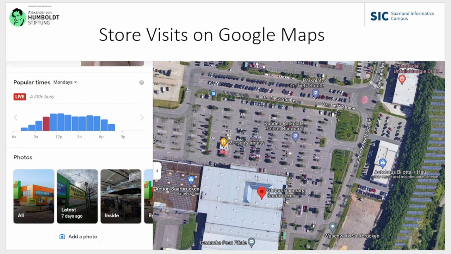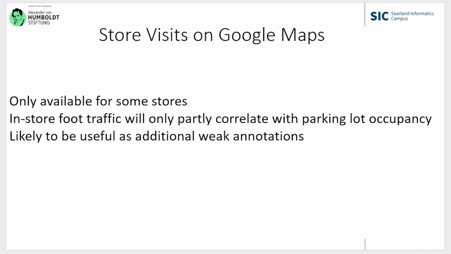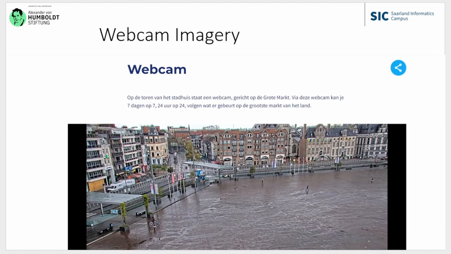And then the last thing we want to do is look at webcams. For webcams, again, you know exactly when this picture was taken. This is somewhere in Brussels. And you know, okay, when the satellite took a picture, there were three cars there and five cars there. And then you can, again, validate your model.